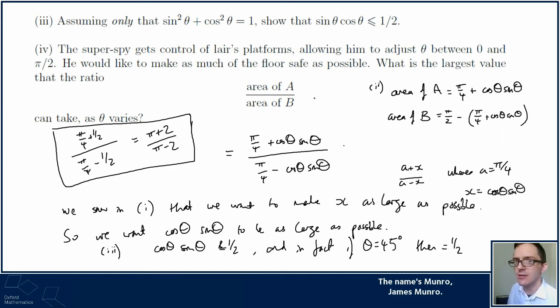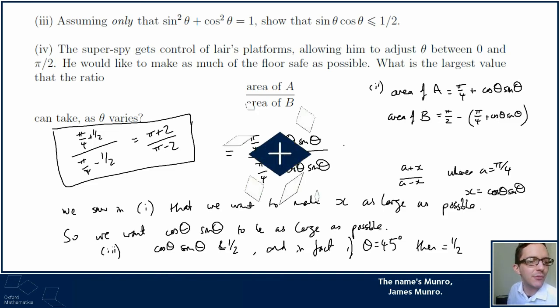Personally I think, even if we hadn't done part 1, it's clear that you make as much of the floor as safe as possible just by making A really big. We just want to make A big. And you make A big by making cos theta sine theta big, which is what we were doing in part 3. Kind of that link. Maybe you didn't think about part 1. I think that's okay.